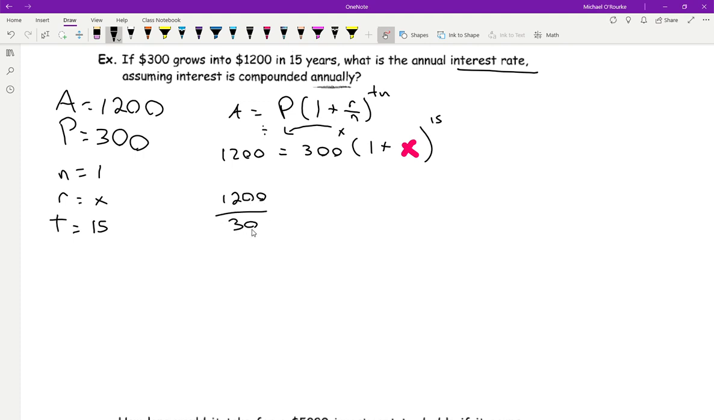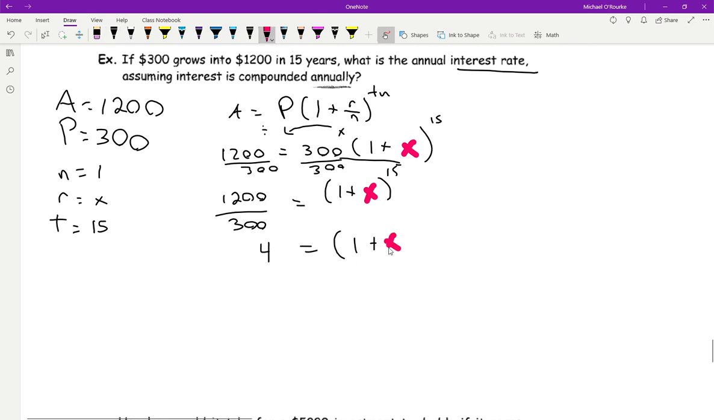1200 divided by 300 equals 1 plus x to the power of 15. Right? And that's the same as putting both over 300. The same deal. So that's going to equal 4 equals 1 plus, I'm going to stick with this big X. Good. Now we've got this. How do we get rid of this power to the 15? So we need to get inside this bracket. How do we get rid of that power to the 15? And this is what we did last semester.